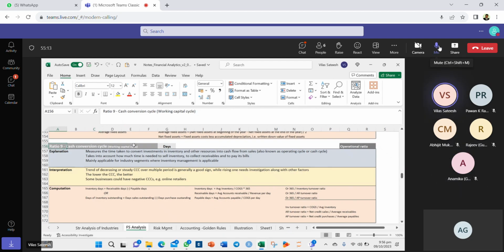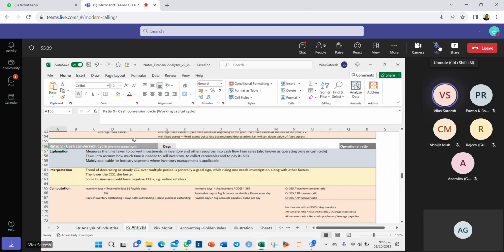Okay. The next one is a very important one and a bit difficult to comprehend for anybody with a non-finance background, but if you think of it in business terms, it's the cash conversion cycle. Ratio number 9. Sometimes we also call it the working capital cycle. Basically, it is measured in days.